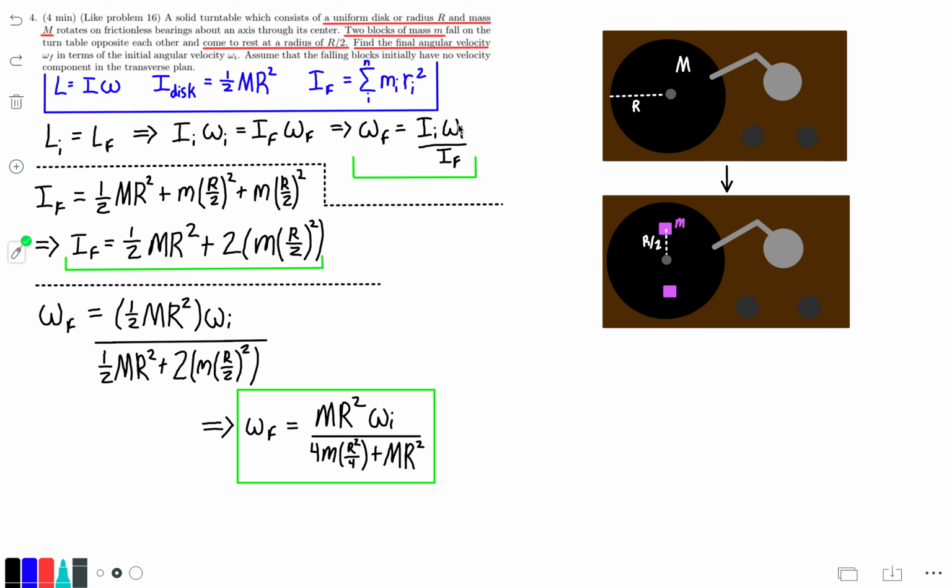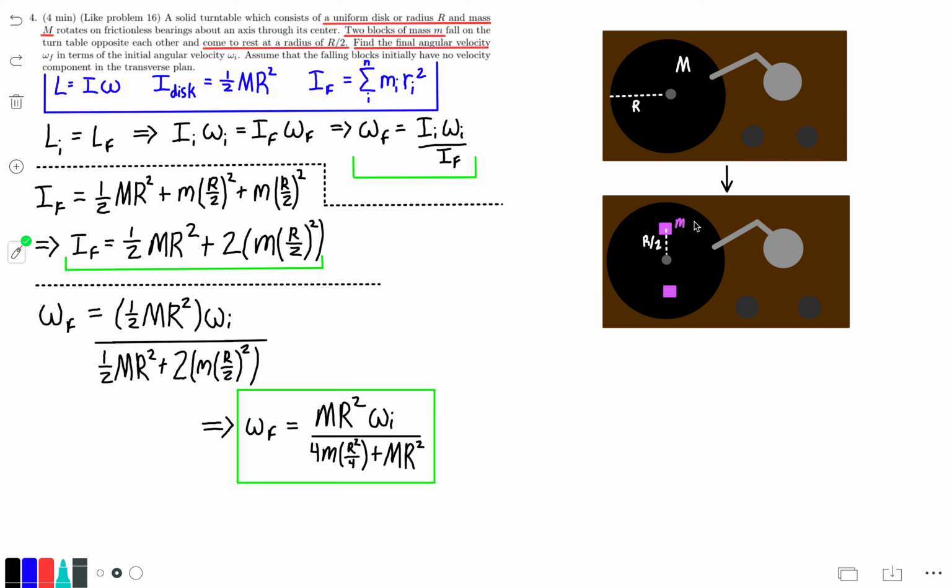So I've interpreted this turntable as actually being a turntable, and I have a record player here of mass m, as we can see in the problem, and of radius r. So these masses that fall off, this is our initial state I right here, this is our final state F right here. These masses fall on at 1/2 of the radius. There are two of them, sitting on the disk like this at r divided by 2 away.